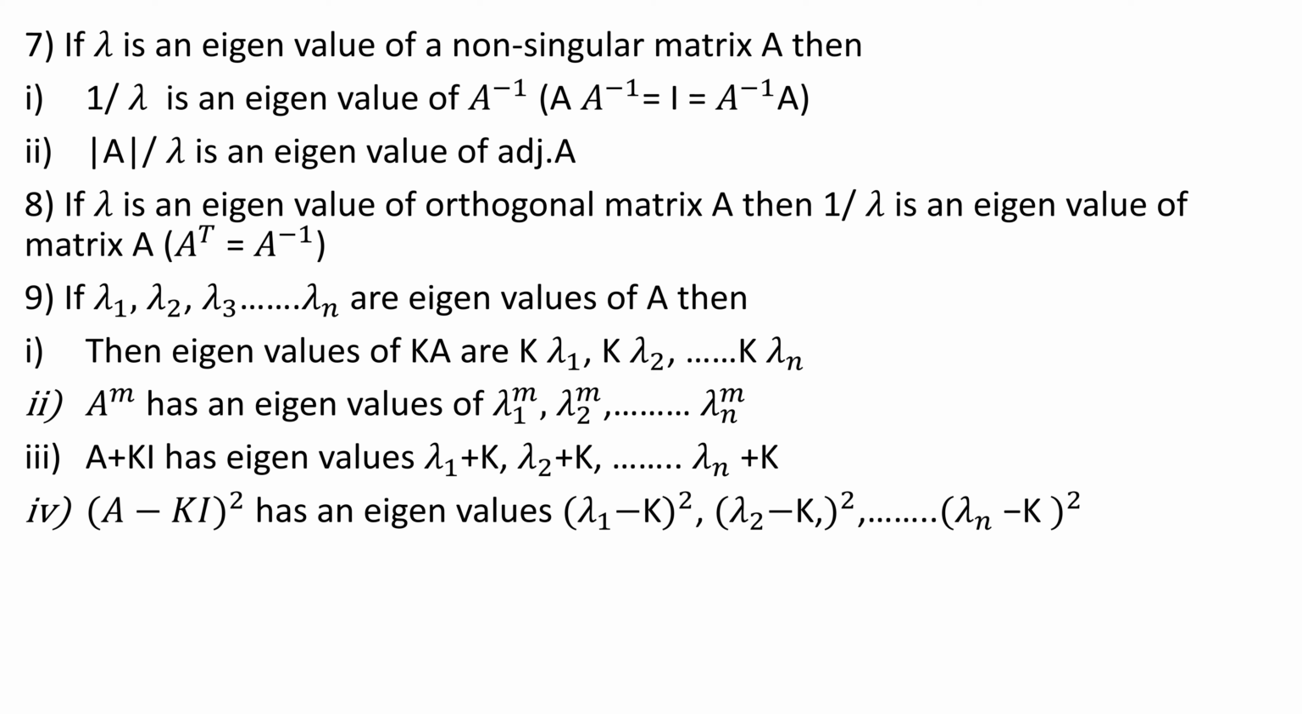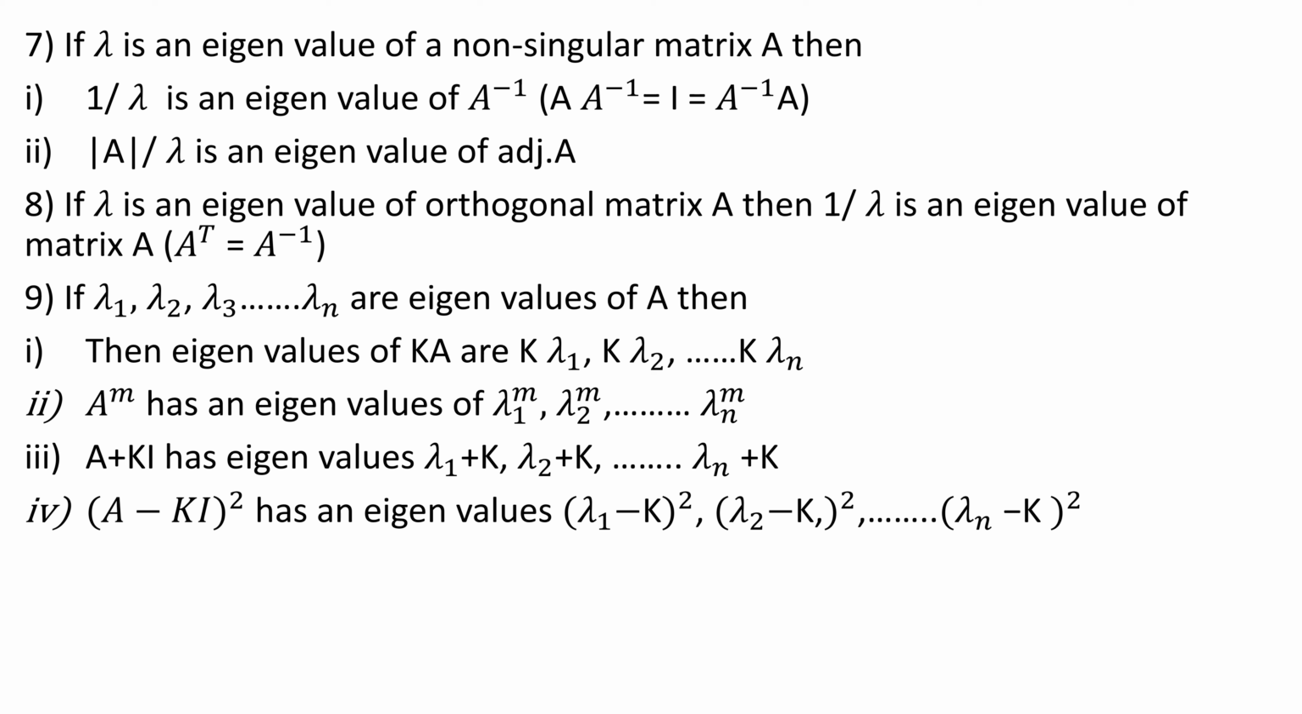Next property is, if lambda is an eigenvalue of a non-singular matrix A, then 1 by lambda is an eigenvalue of A inverse. And determinant of A divided by lambda is an eigenvalue of adjoint A. And if lambda is an eigenvalue of an orthogonal matrix A, then 1 by lambda is an eigenvalue of matrix A because A transpose is equal to A inverse.